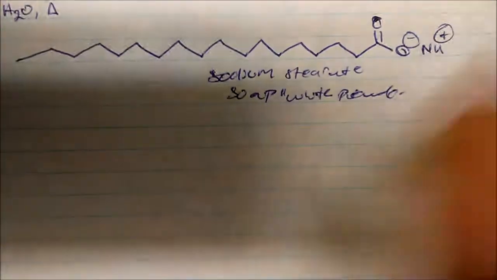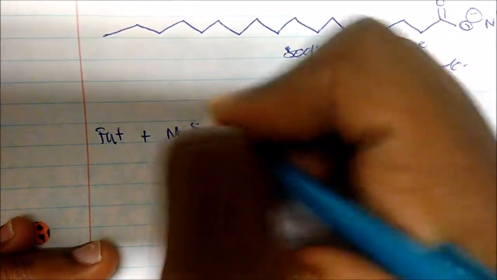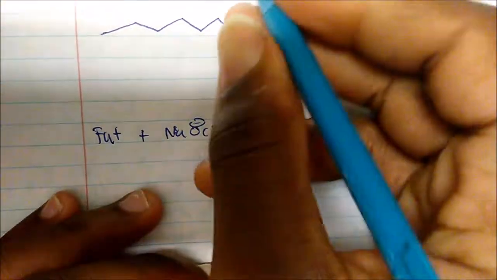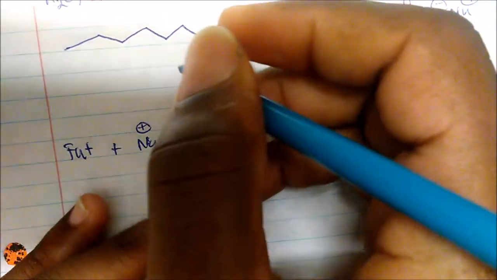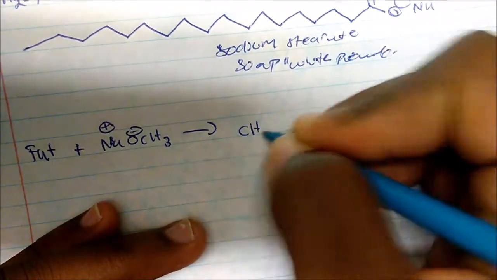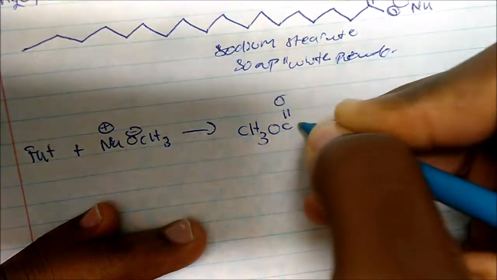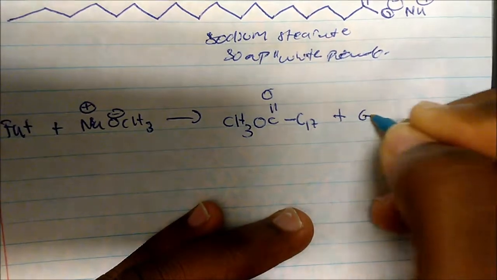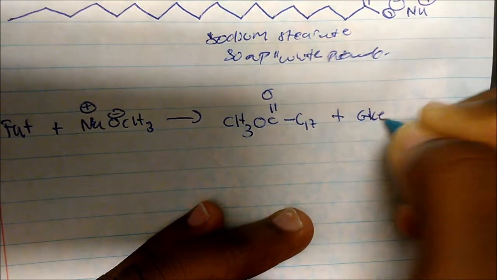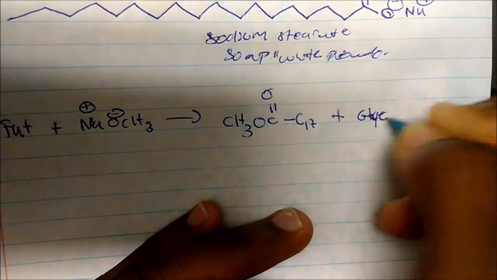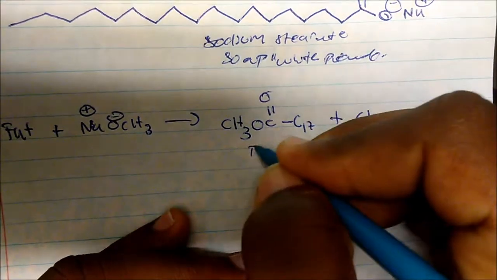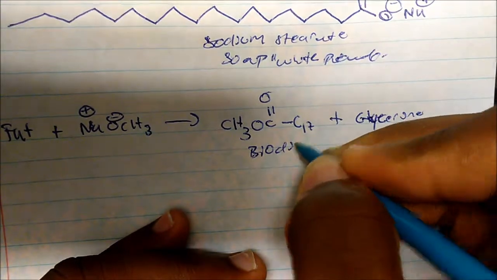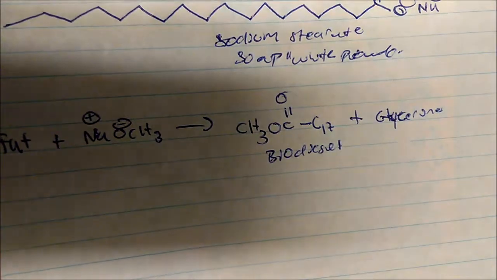Also, just another bit of info. In the industry, we take fat and sodium methoxide, and what we actually do is hydrolyze it, and we create biodiesel plus glycerin. So this is biodiesel, and that's how we create biodiesel in the industry.